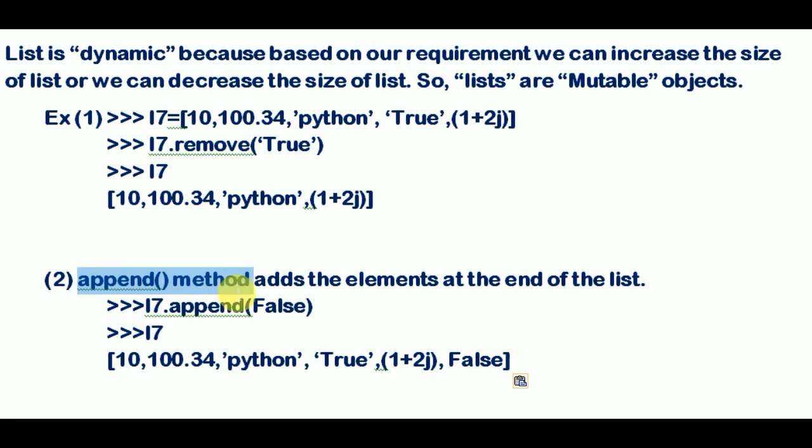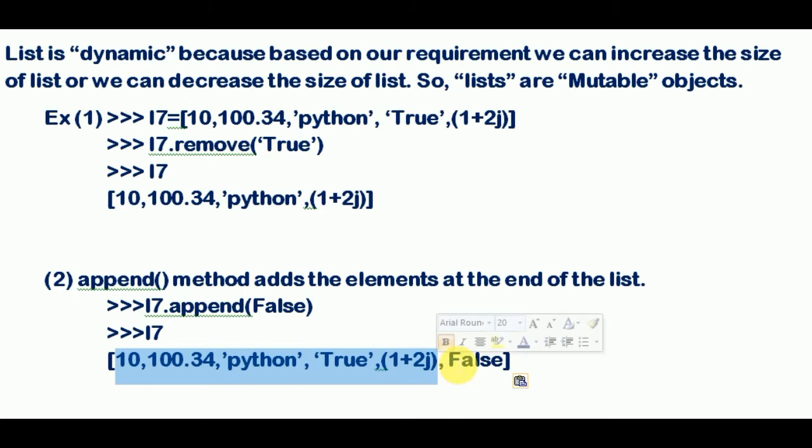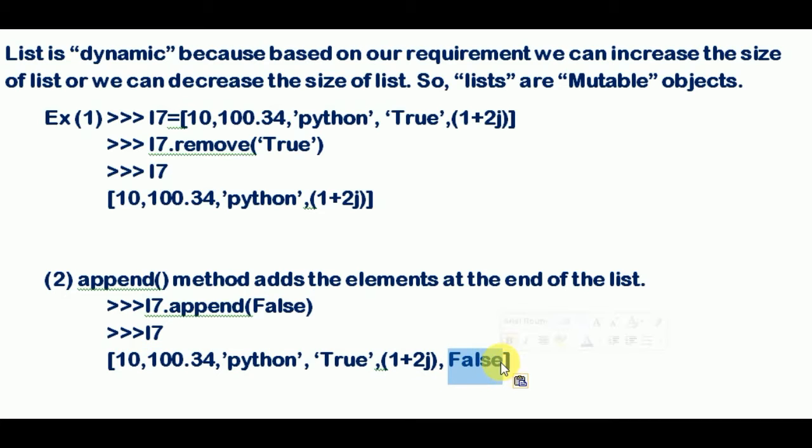Now next one is append. The append method adds the element at the end of the list. So here we have the append method and we have to add the False element to the given existing list. Finally we got the resultant value here. That is our existing list, and this is the added element which will be added at the end of the list.